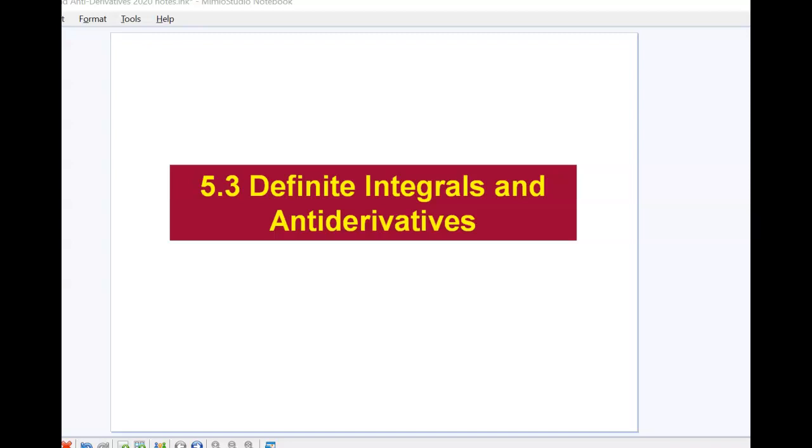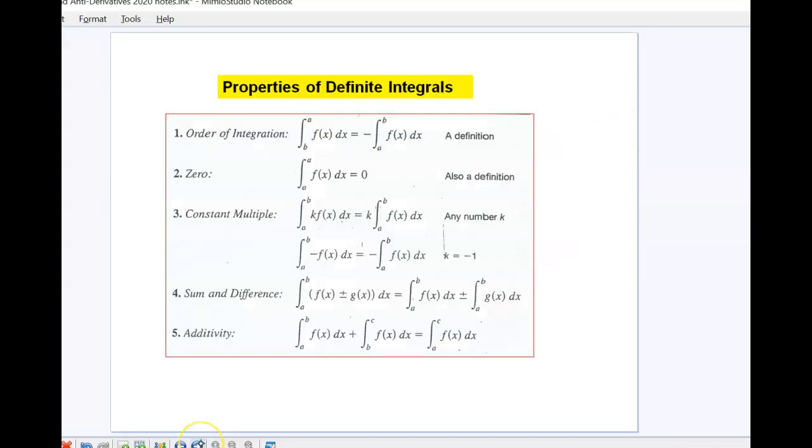In section 5.3, we're going to look at how we evaluate definite integrals and antiderivatives. First of all, we'll start with some of our properties of definite integrals. First of all, the order of integration. If I switch the limits on my integral sign, then the value of my integral becomes negative.